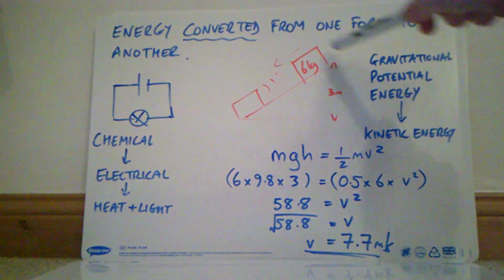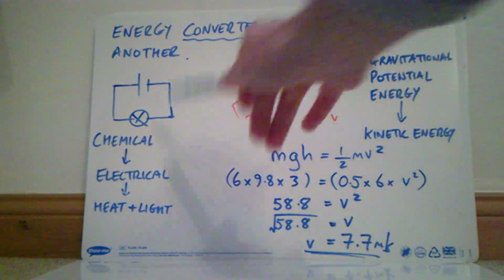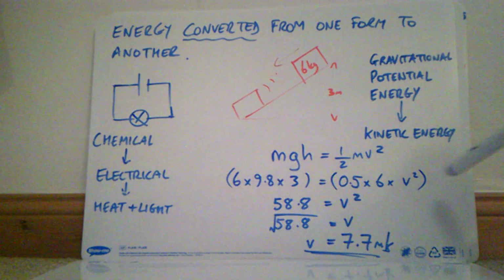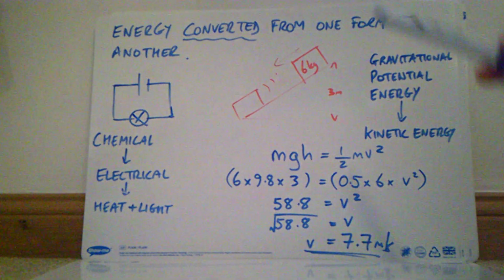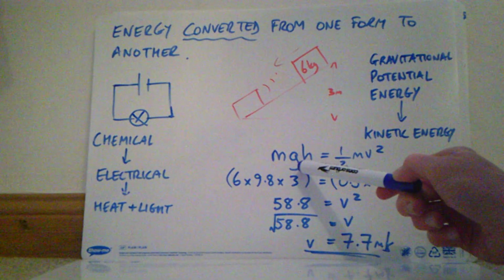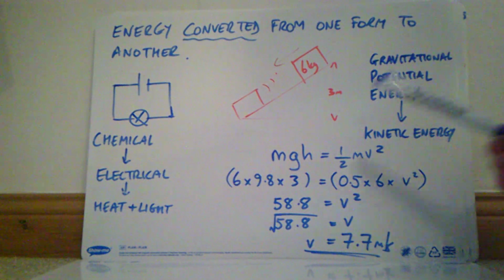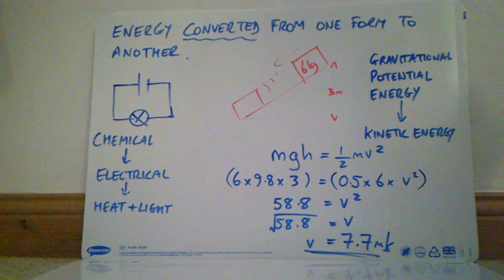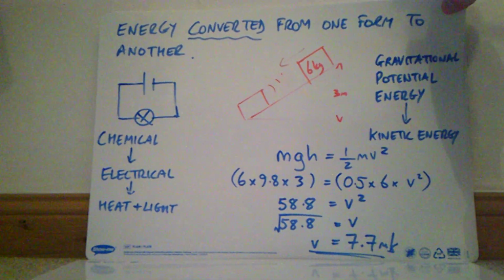The body starts off with a bunch of gravitational potential energy. When it lets go and goes down the slope, it's going to lose this gravitational potential energy, but this is converted into kinetic energy, movement energy, at the bottom. The formula for gravitational potential energy is mgh, so this turns into kinetic energy, which is half mv squared. Stick the numbers in and you can calculate stuff like the speed at the bottom. So there you go, energy conversions allow you to calculate stuff.